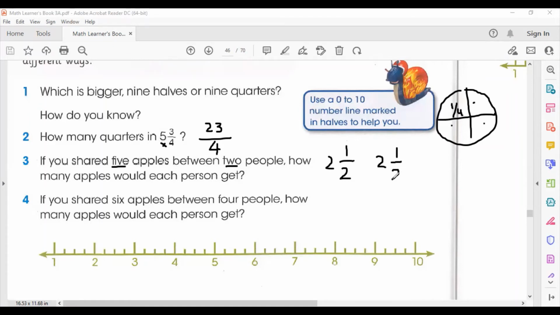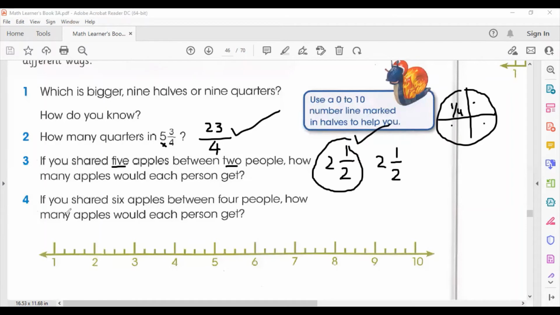So how many apples would each person get? 2 and 1 by 2. Okay, 2 complete apples and 1 half. This is the answer.